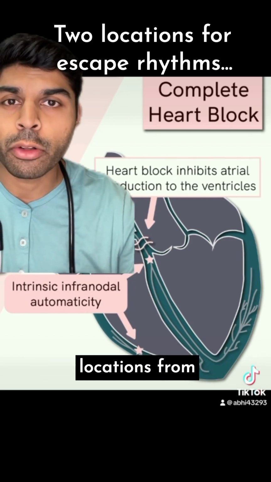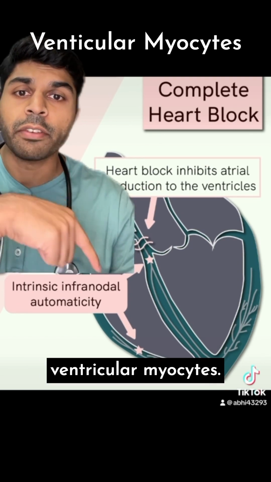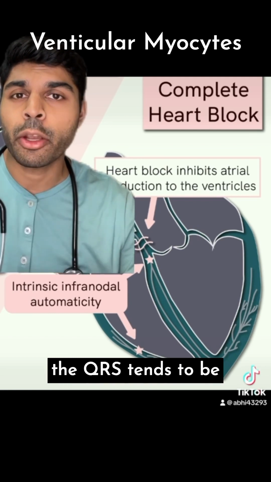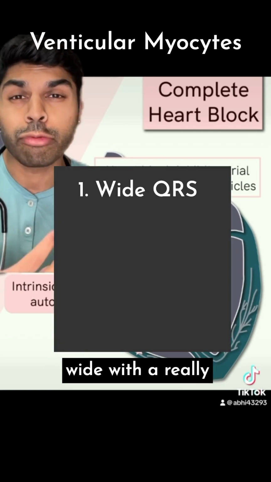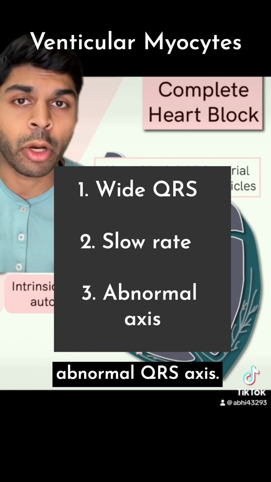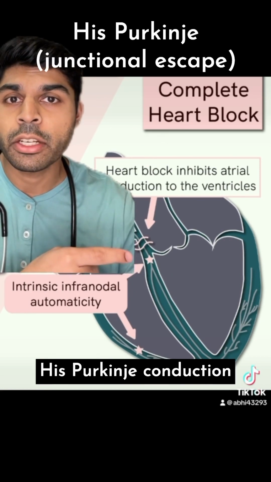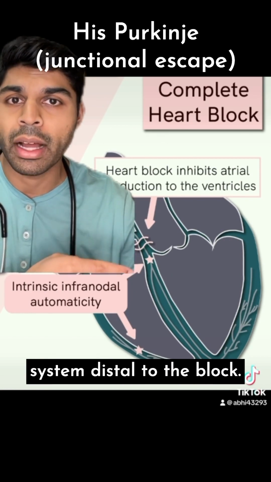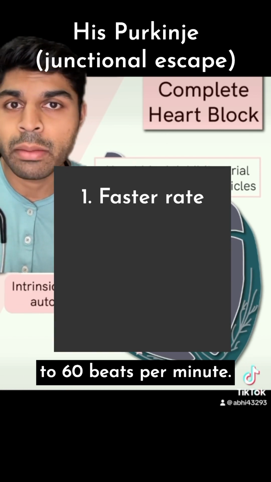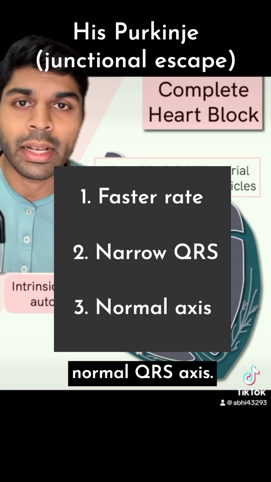There are two general locations from where this escape rhythm can come. One is the ventricular myocytes. When a rhythm comes from the ventricular myocytes, the QRS tends to be wide with a really slow rate of 20 to 40 beats per minute and a completely abnormal QRS axis. The second location is a location in the His-Purkinje conduction system distal to the block. These rhythms tend to have a slightly faster rate of about 40 to 60 beats per minute. The QRS is narrow and tends to have a normal QRS axis.